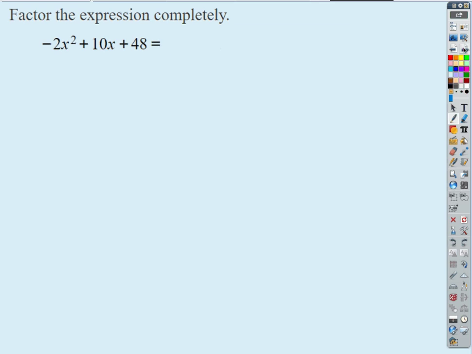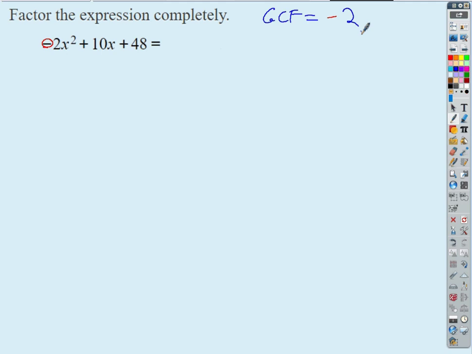It says factor the expression completely. So I can't undistribute a variable, right? Because the last term does not have an x. So the greatest common factor, let's figure out what that's going to be. A 2 goes into all those. Is the greatest common factor going to be positive or negative? It's going to be negative, isn't it? Because I've got a negative sign right there. So it's going to be negative 2.